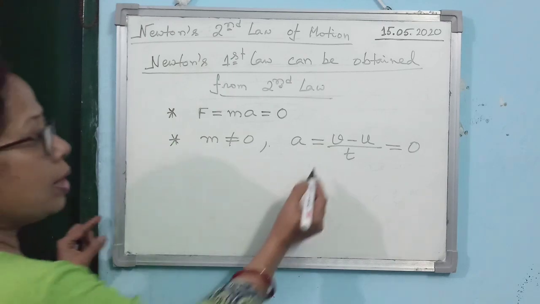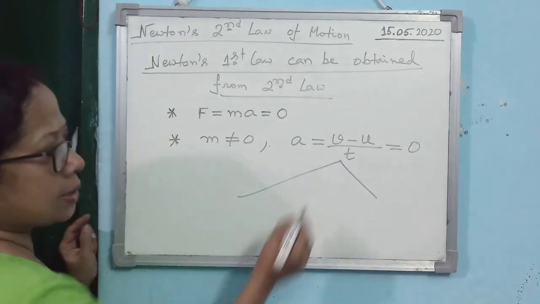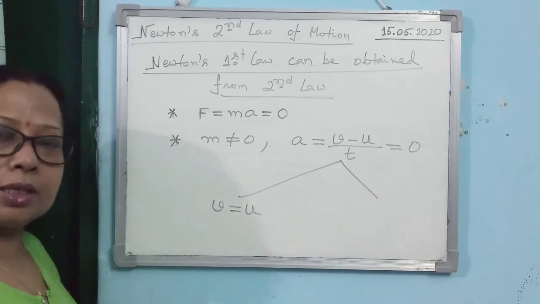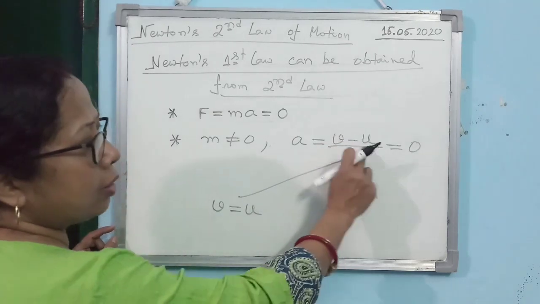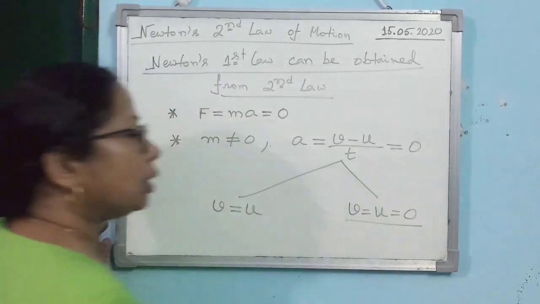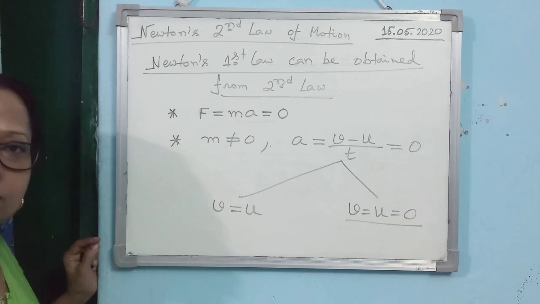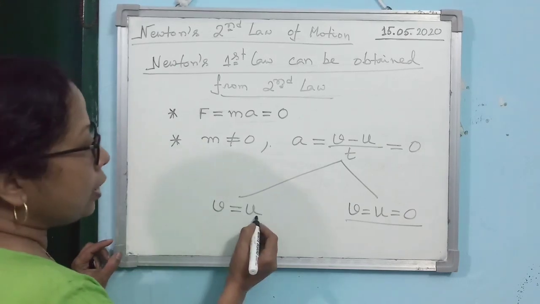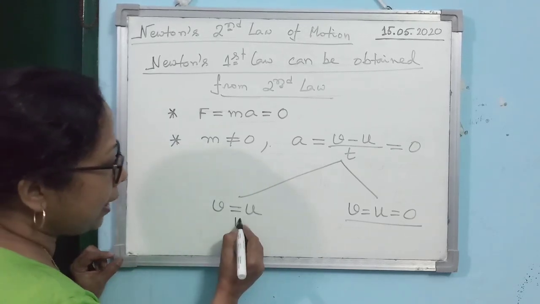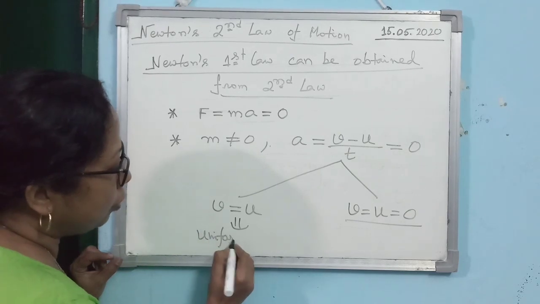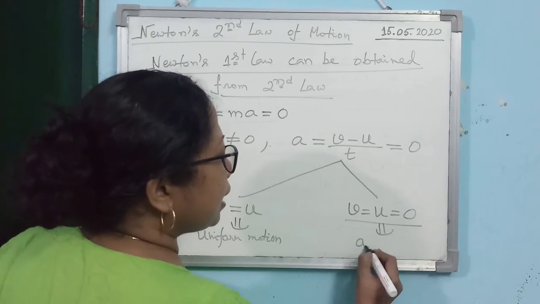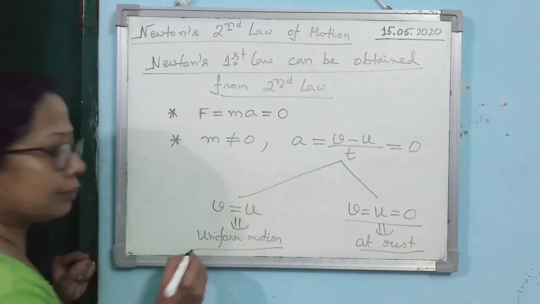Is that clear? Now, from this you are getting two cases. Acceleration will be 0 when v equals u. If v and u are equal, acceleration is 0. Or, if v and u both are equal to 0, then also acceleration will be equal to 0. Now v equal to u, what does it mean? The body is in uniform motion. And v equal to u equal to 0, what does it mean? The body is at rest. Clear to everyone?